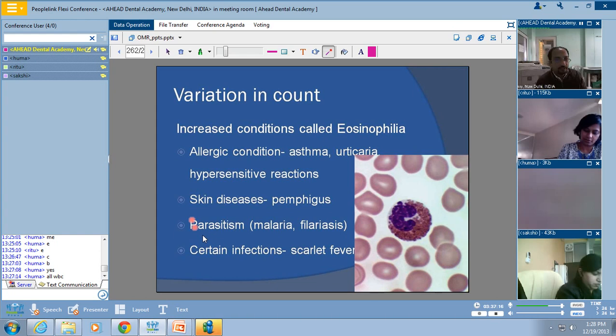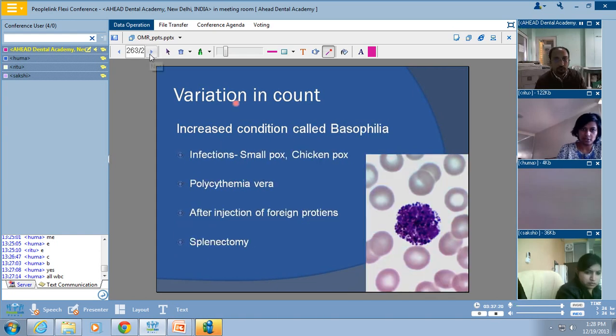Basophilia. Very rarely will you see basophilia. Very, very rare. If it occurs, it's seen in smallpox and chickenpox. Okay. And polycythemia vera, of course. What is polycythemia vera? Increased RBC is called polycythemia. Okay.